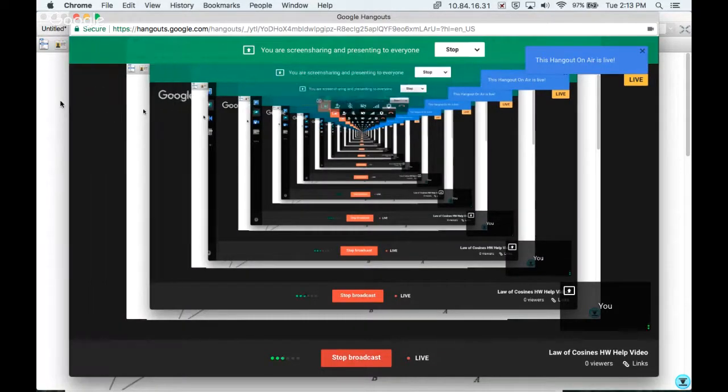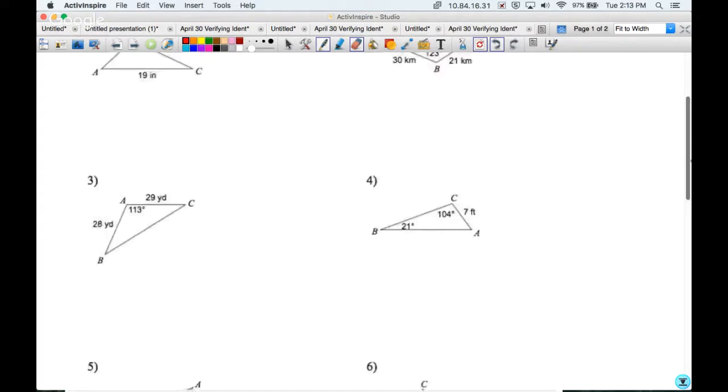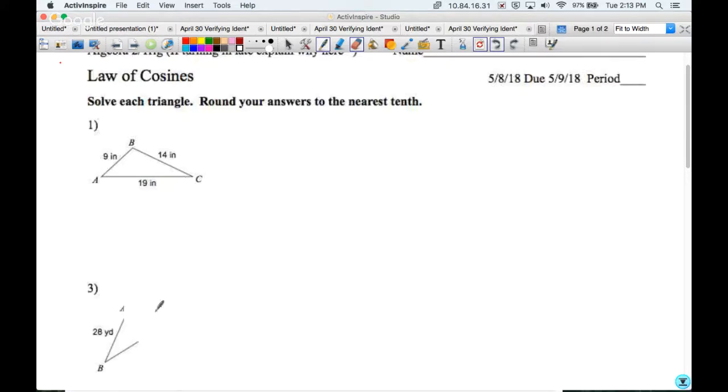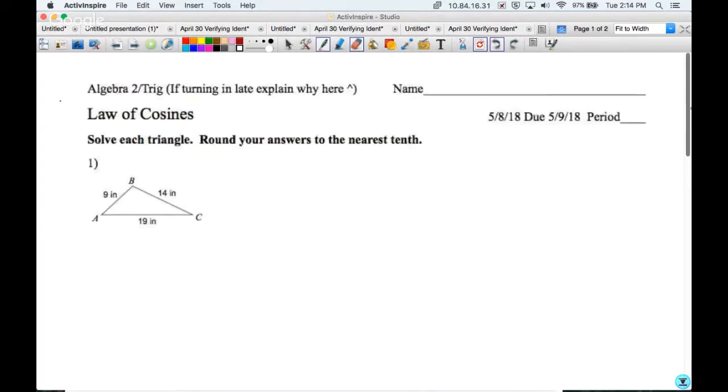This is going to be our homework help video for the law of cosines homework. I'm only going to do two problems. I'm going to do problem number 1, and I'm going to do problem number 7. I've picked these problems because they have a lot of our concepts in them. They're going to take us a little while, and they both use the ambiguous case, and I'll talk about what that means.